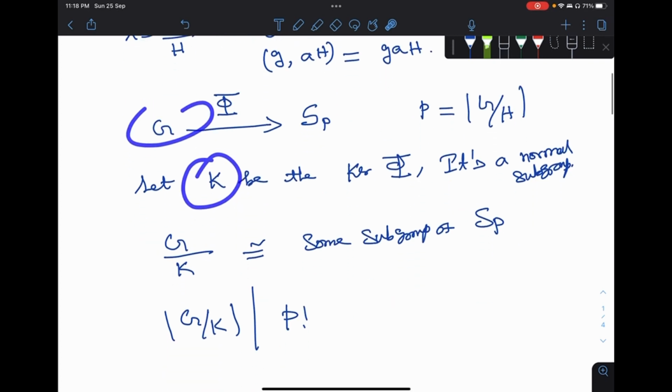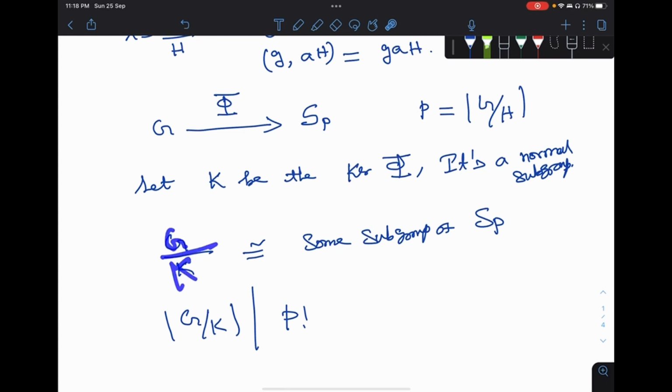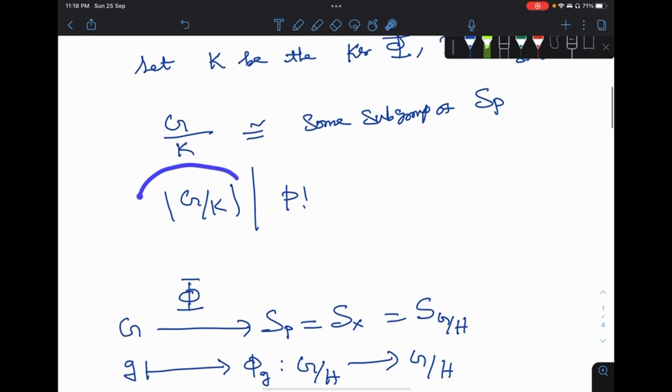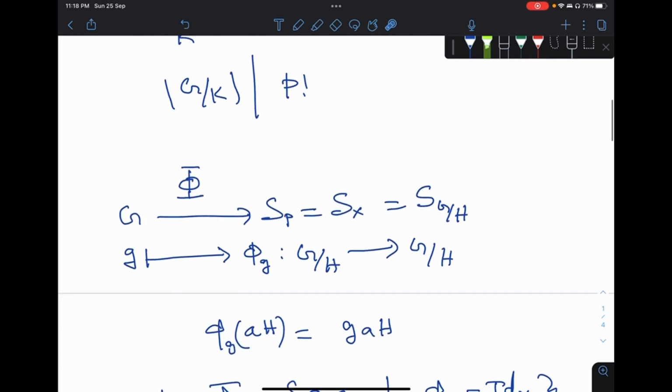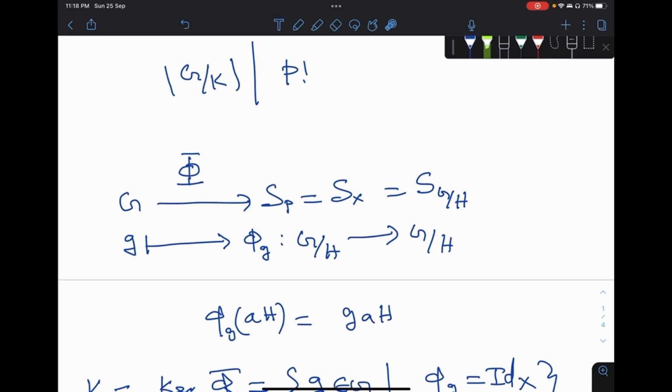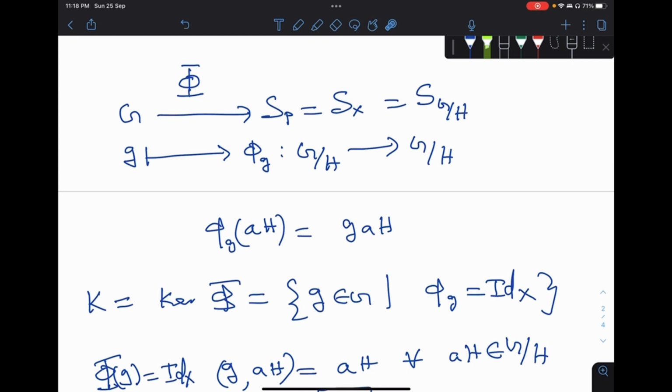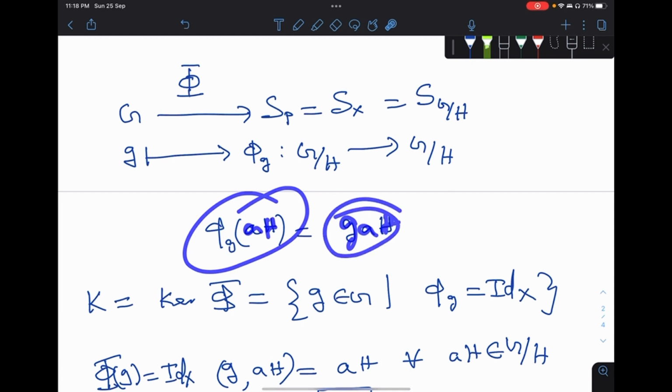Let K be the kernel of this homomorphism. It is a normal subgroup. By the first isomorphism theorem, or fundamental theorem of homomorphism, G quotient by the kernel is isomorphic to the image. So the image is some subgroup, and using Lagrange's theorem, one can see that the order of this divides this. If you know the general theory, it is easier to understand how the permutation representations are defined. That means for each g, I have to give you a bijection. So each g maps aH to gaH. This is how it's defined.